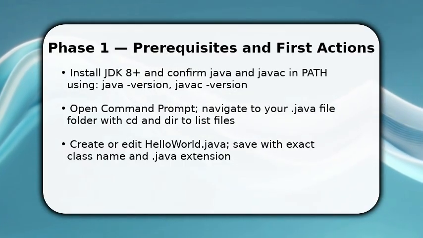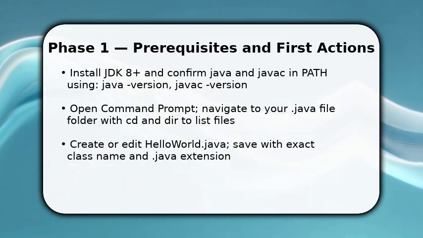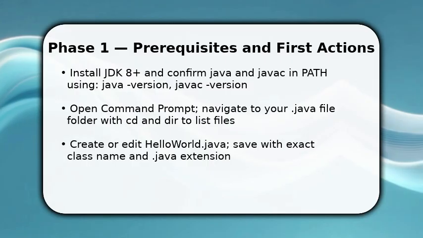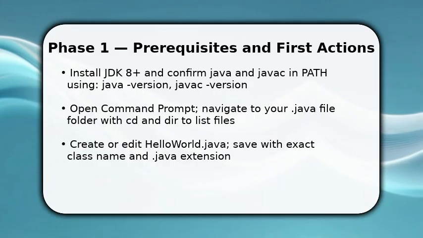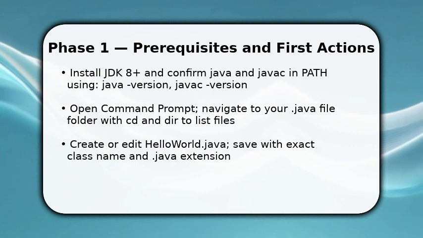Next, create or confirm your Java file name matches the public class name. Save it as .java. Do this now. Compiling depends on exact names. Once done, run a quick version check so you know which Java features are supported on your system.